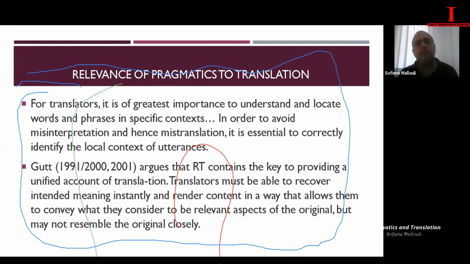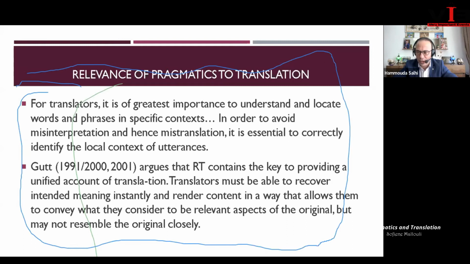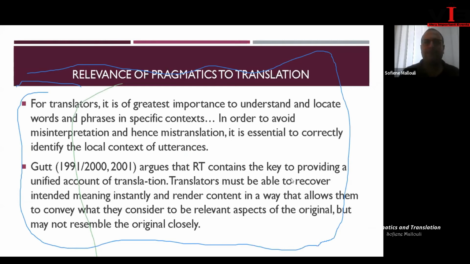The floor is yours, Dr. Saleh. Thank you very much, Dr. Mallouli. Can you please stop sharing your screen? Thank you. I will. And allow me to ask everyone to turn on their cameras, please.